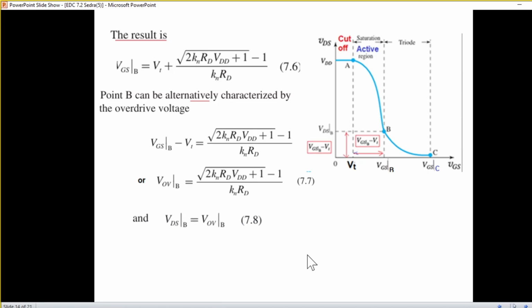And now the second point here. This was one coordinate. The other coordinate is that VDSB is equal to VGS minus VT, or in terms of VOV, we can write it to be equal to VOV, because VGS minus VT is VOV.